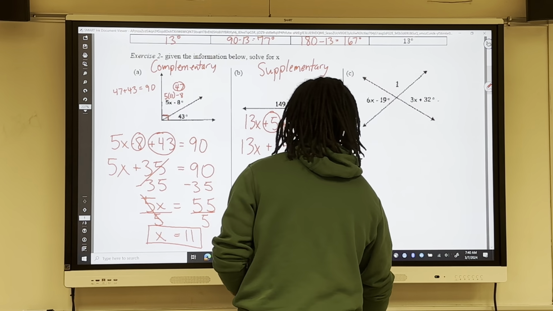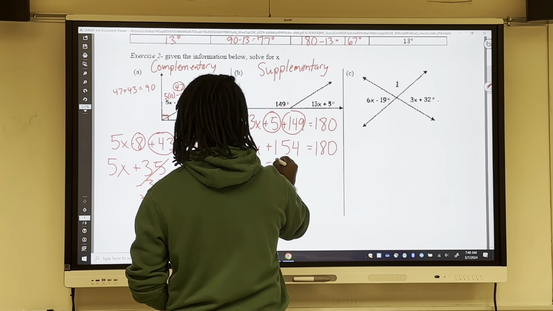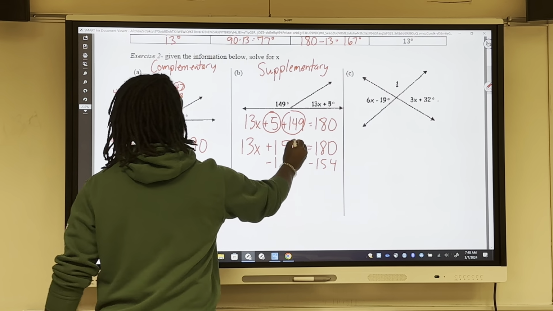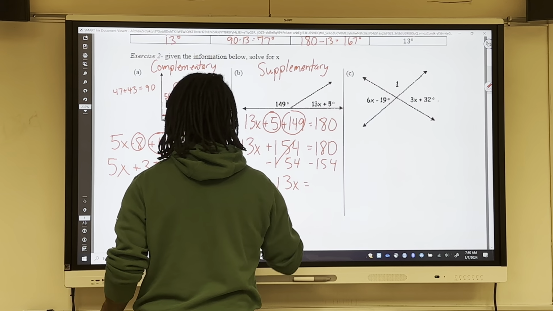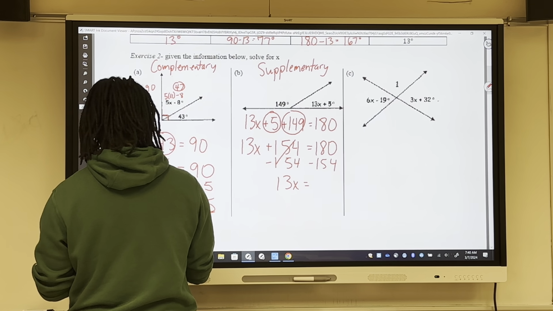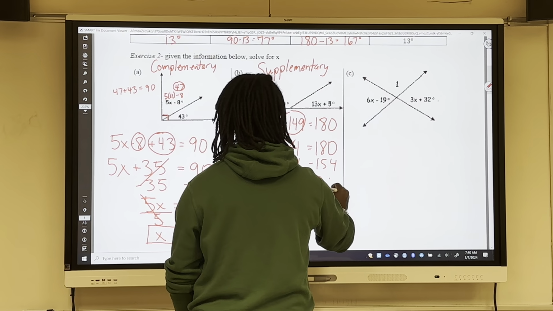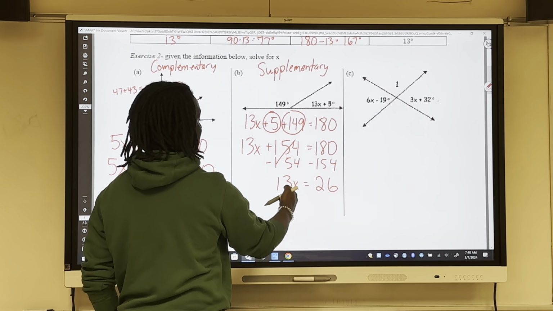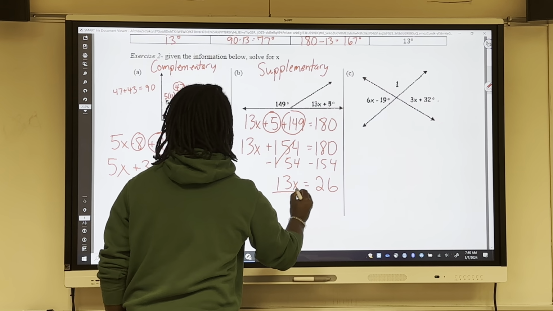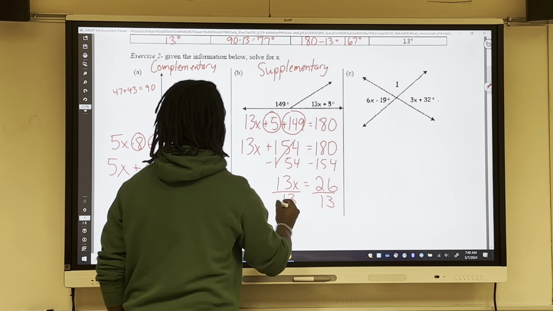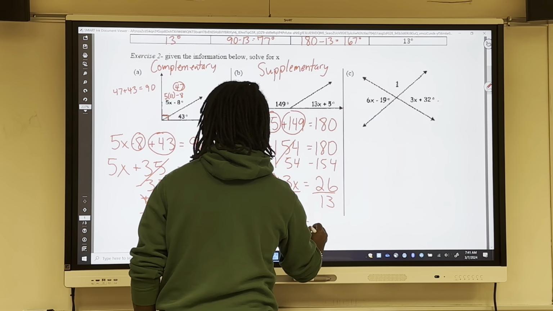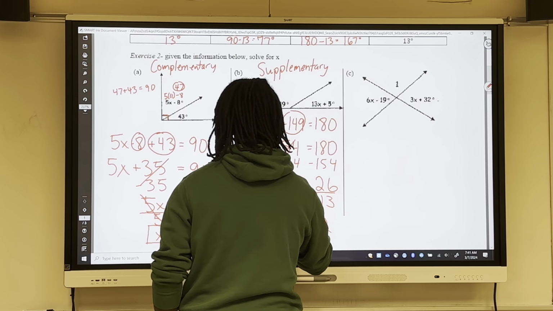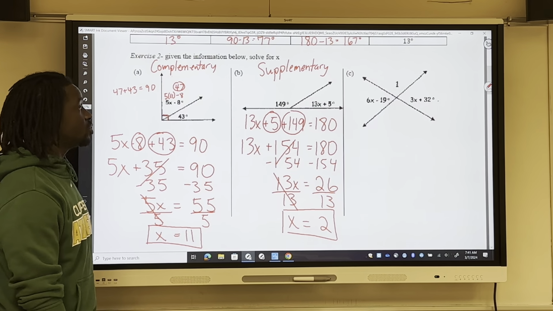All right, so to solve this, I'm going to do the inverse operation, which is to subtract the 154 to both sides. This cancels, leaving me with 13x equals 180 minus 154, and that is 26, okay? And so then, once I get here, 13x, or 13 times x equals 26. I'm going to divide by 13. Divide by 13, that's the inverse operation. That cancels, leaving me with x equals 26 divided by 13. It is 2. So the answer is 2 there.